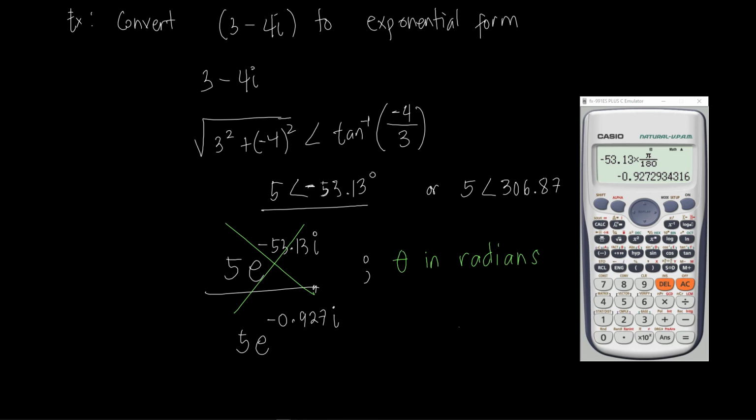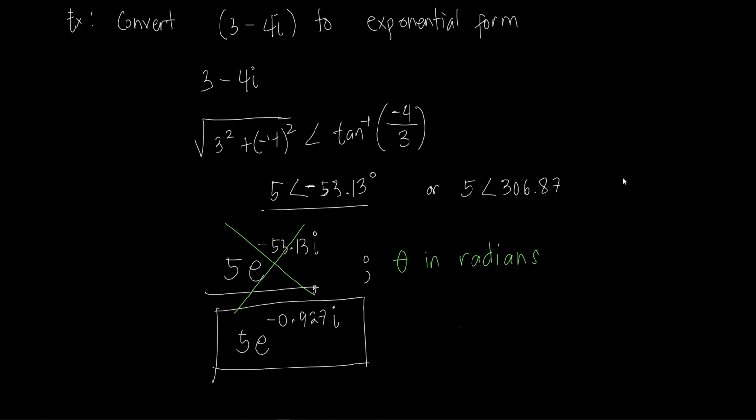Always remember that theta must be in radians. To convert from degrees to radians, multiply by pi over 180.